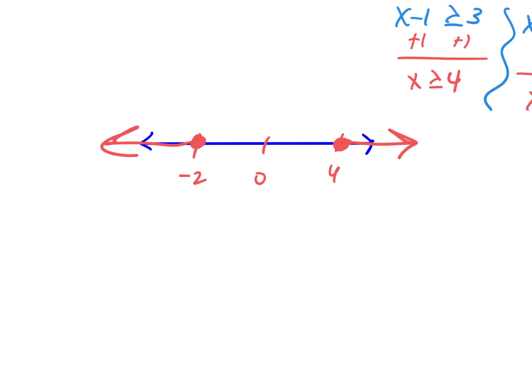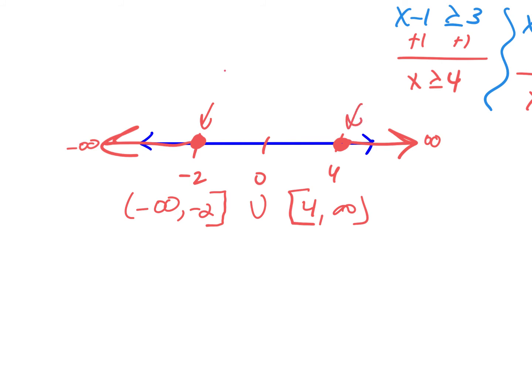So how would I write this? Reese, tell me. I'm going to keep picking on you. Perfect. Negative infinity. Good. Yes, ma'am. 4 to positive infinity. What goes on the negative 2 and the 4? Brackets or parentheses? Why is it a bracket? Because the dot is what? If the dot is closed, that means it includes it.